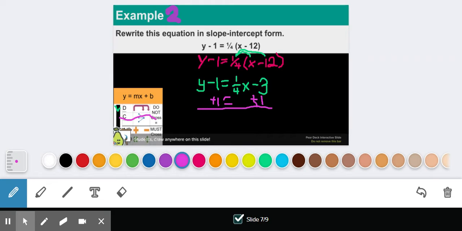Remember, if I do something to one side of my equation, I have to do it to the other. It has to stay balanced. If my sister gets a cookie, I get a cookie. Can't be handing out random cookies whenever we feel like it. Got to be fair. Okay, so y equals 1/4 x. And I know, again, by using my Desmos calculator, that -3 plus 1 is -2.